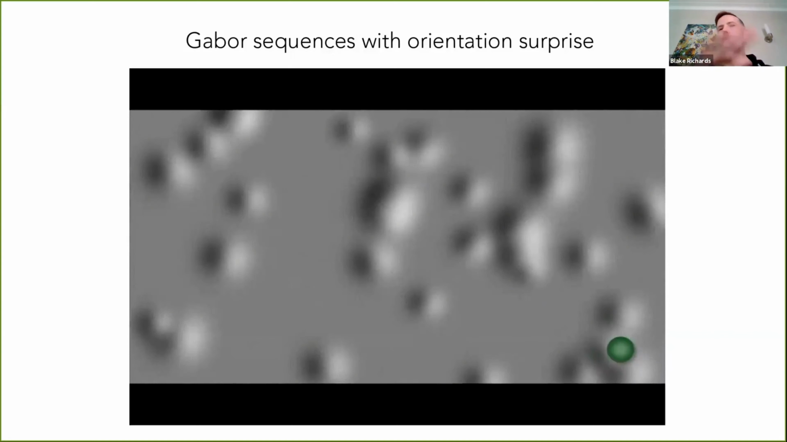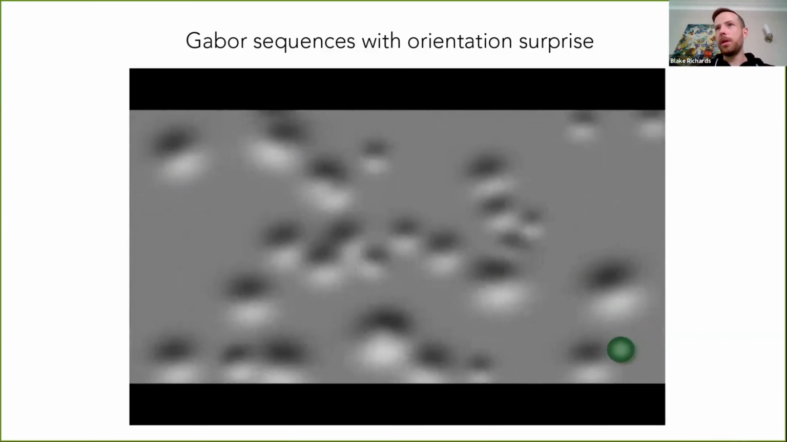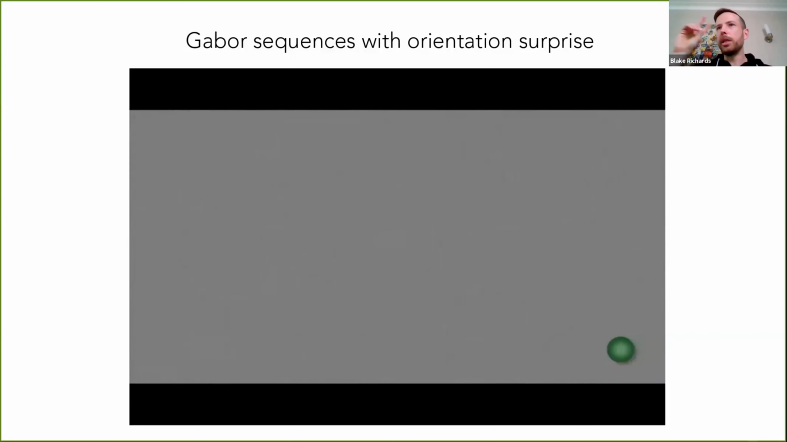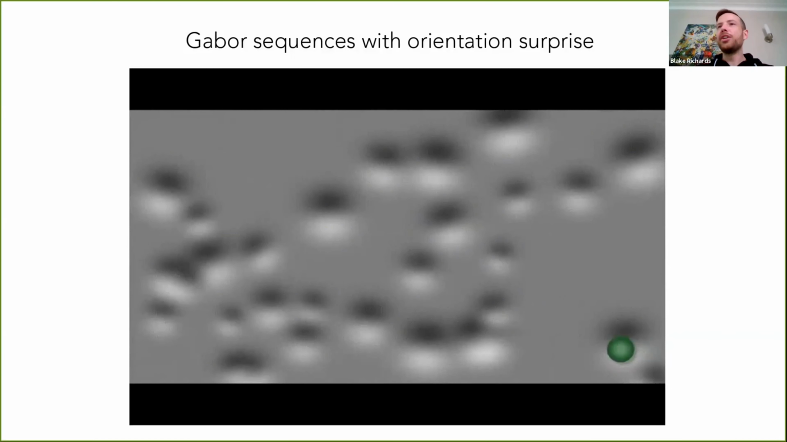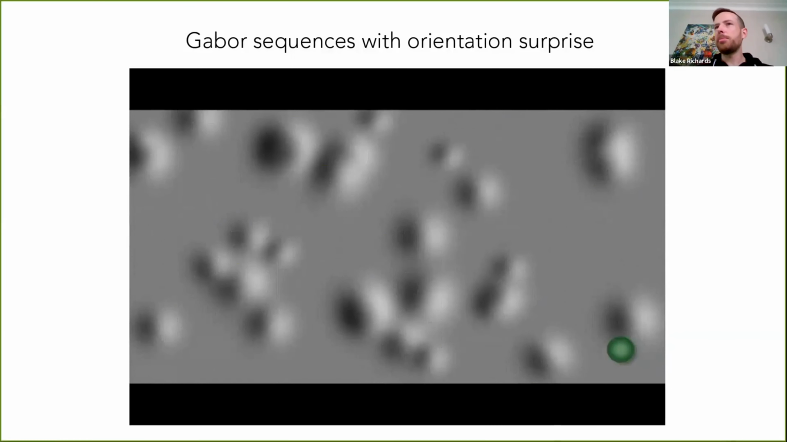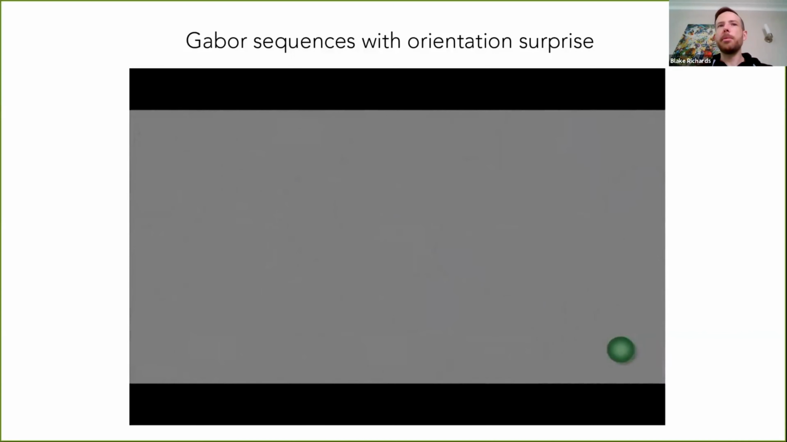Okay, so the animals only saw those different distribution or orientation images, which we call the E images or the surprise images, during the recording sessions. And they only saw it 10% of the time, so as to maintain some of their expectations.